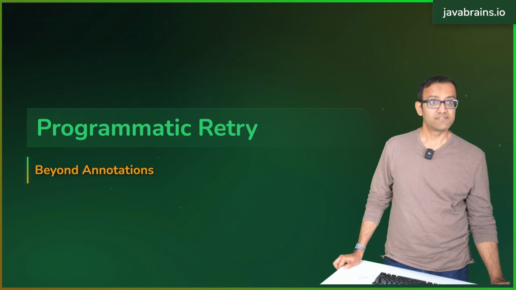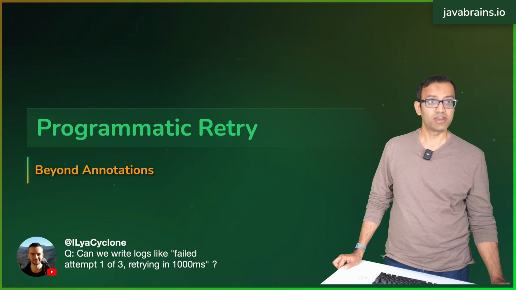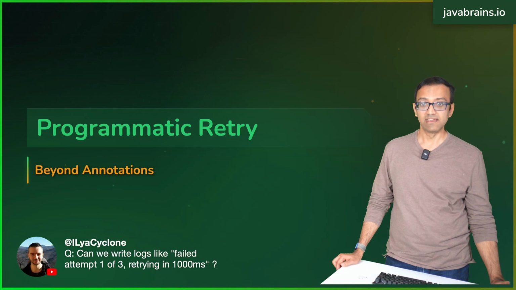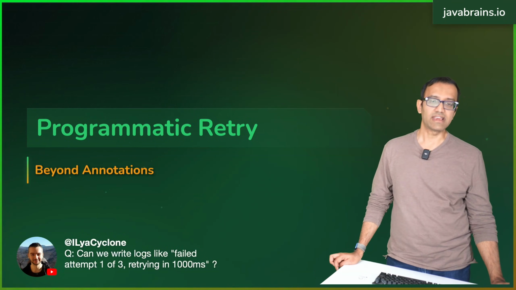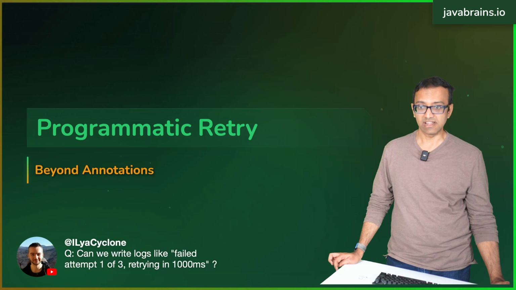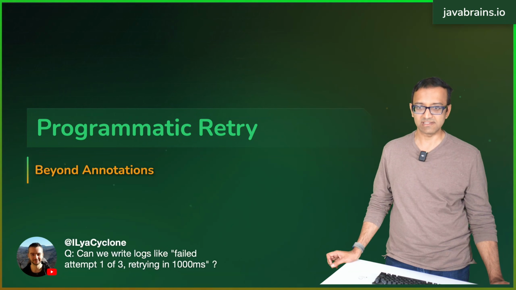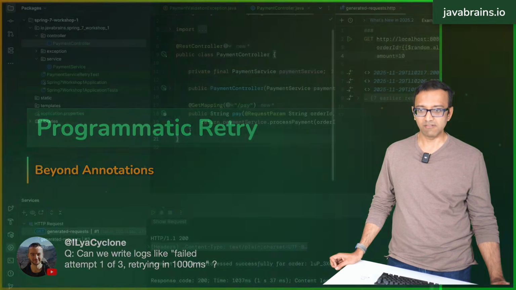Can we write logs with the failed attempt, like 1 out of 3, retrying in 1 second? You can log the failed attempt by managing the state yourself, but how many times it retries, you're also going to have to manage yourself. I don't think there's a Spring way of doing it. Let me show you how I'm doing it.